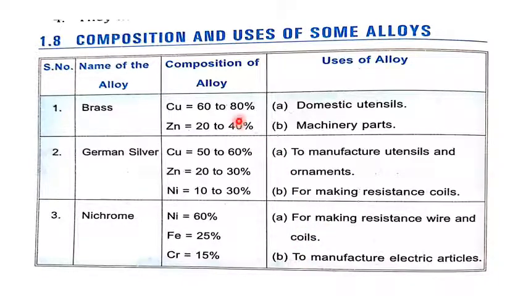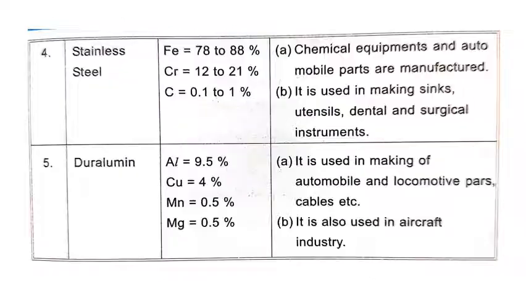Next, we discuss another two alloys. Next alloy is stainless steel. It is a homogeneous mixture of iron, chromium, carbon. Iron percentage is 78 to 88%. This is the major metal in stainless steel. Next, chromium 12 to 21%. Next, carbon 0.1 to 1%.